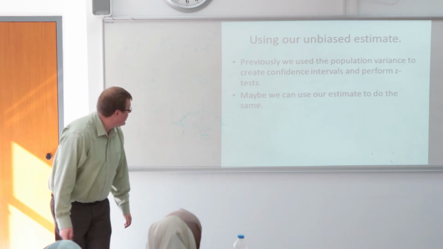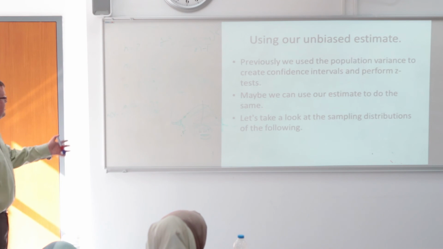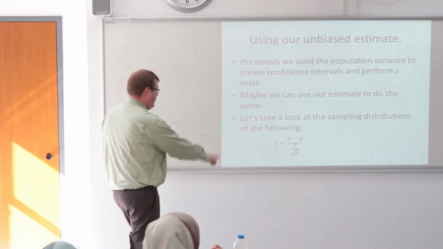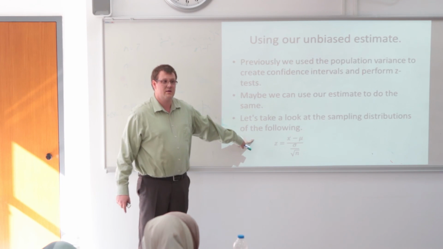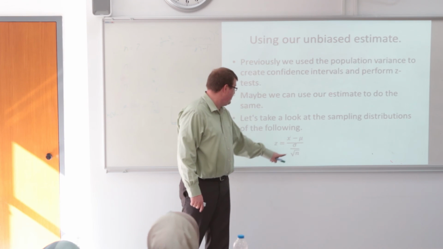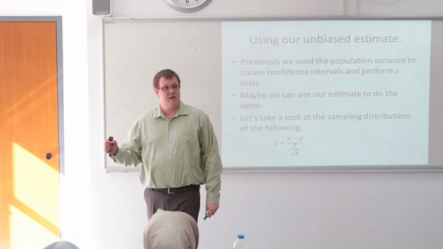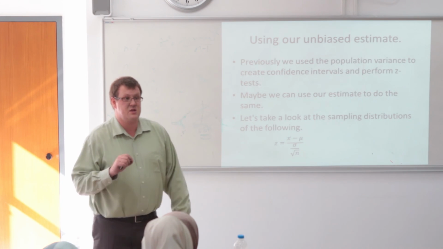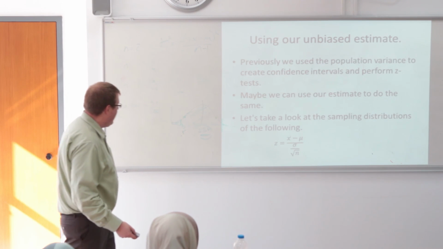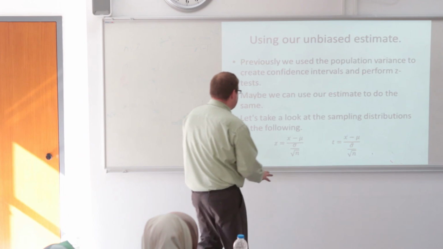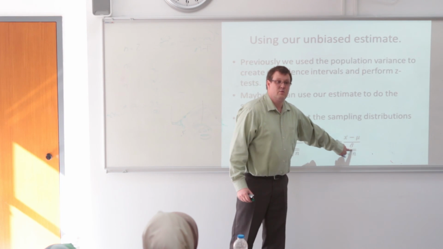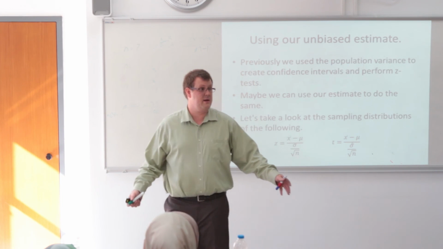Okay, so we can use our estimate to do the same. Let's take a look at the sampling distributions of the following. So here I have z squared: the sample mean minus the population mean over the population standard deviation divided by the square root of the sample size. Now, let's basically take the same thing and put in this, which is our estimate, right?